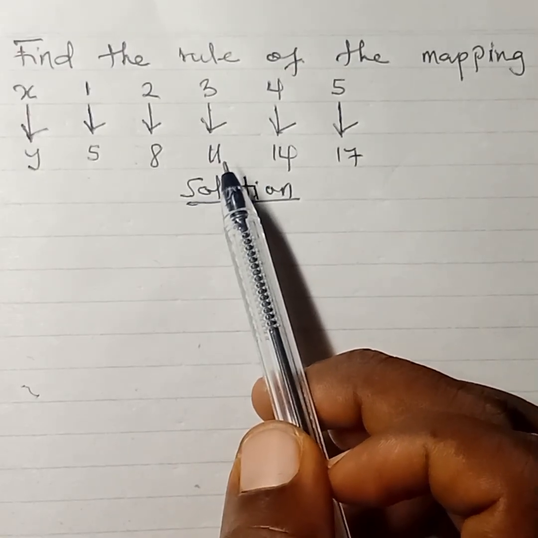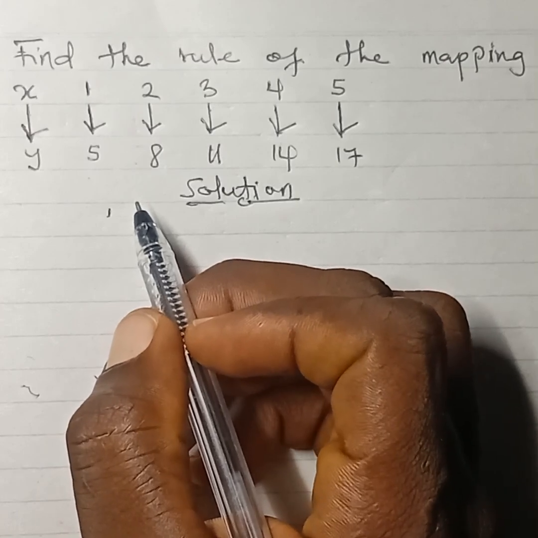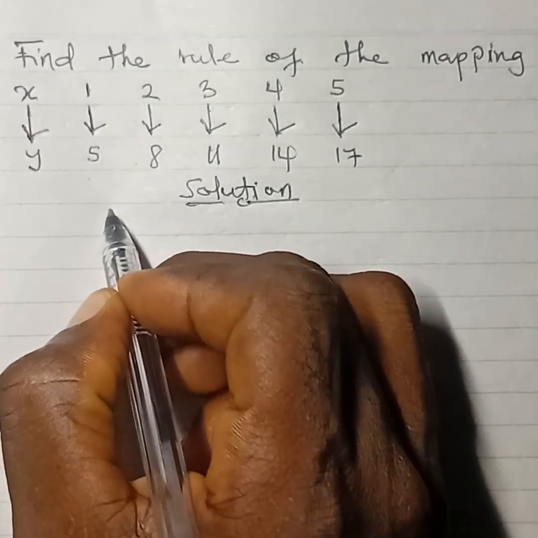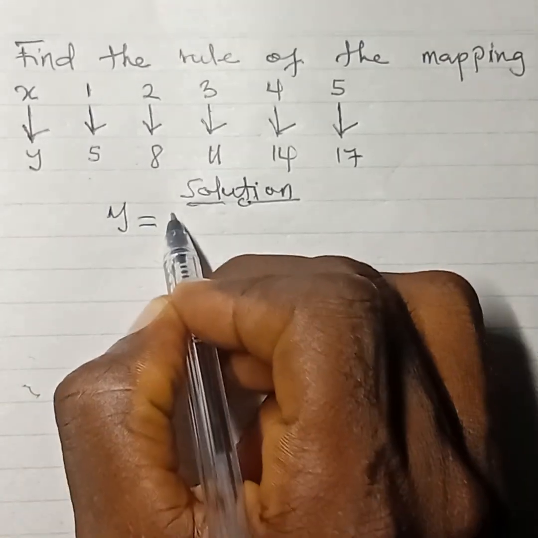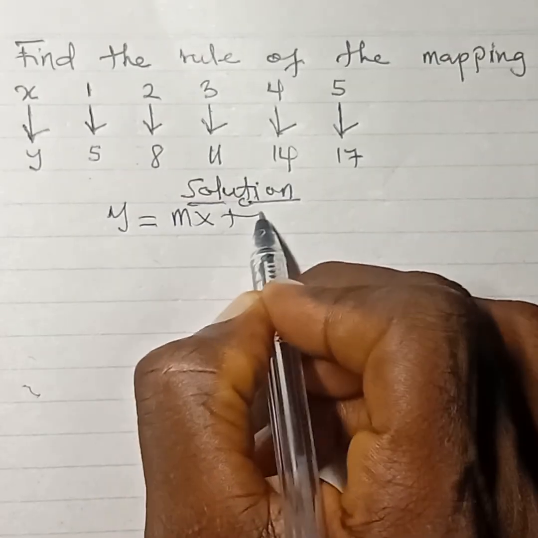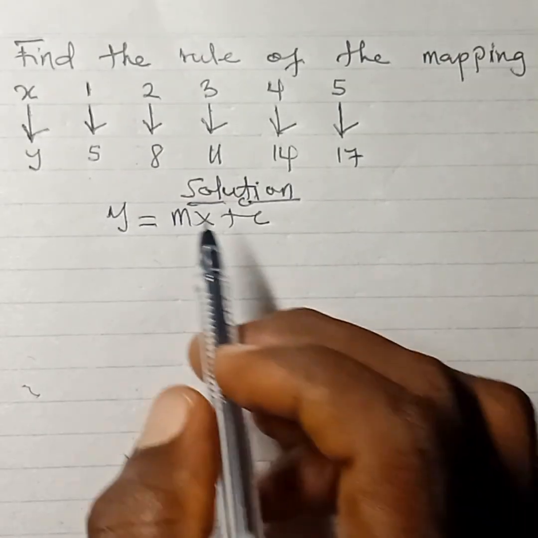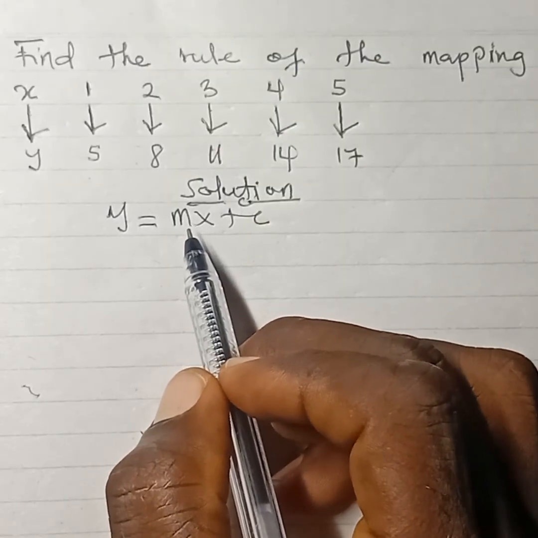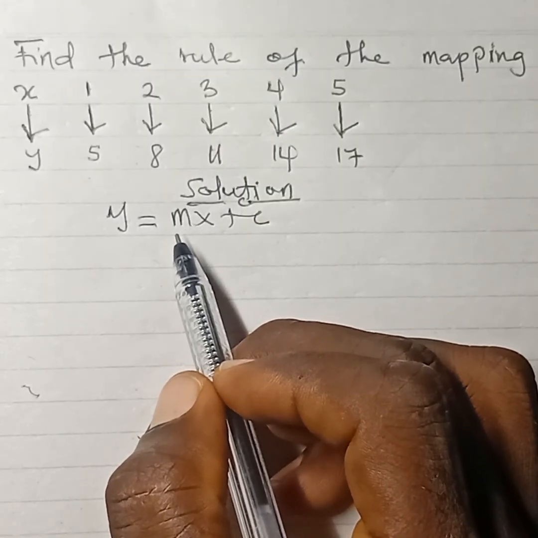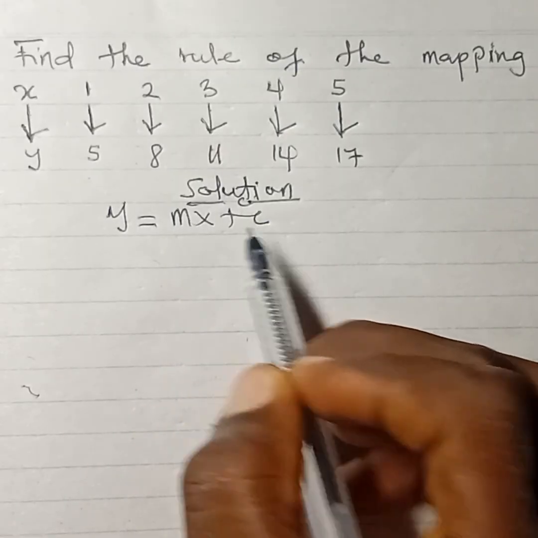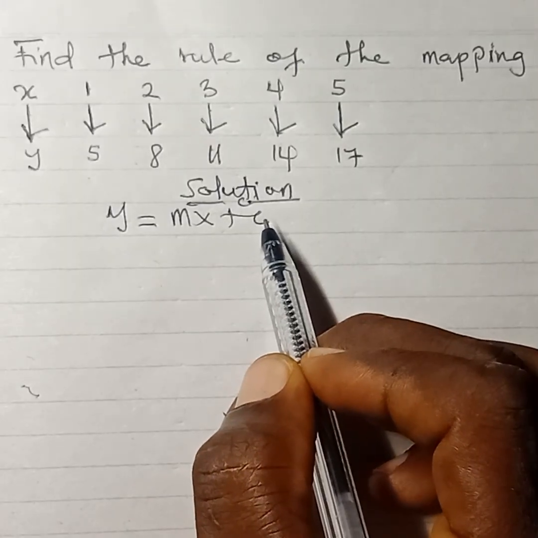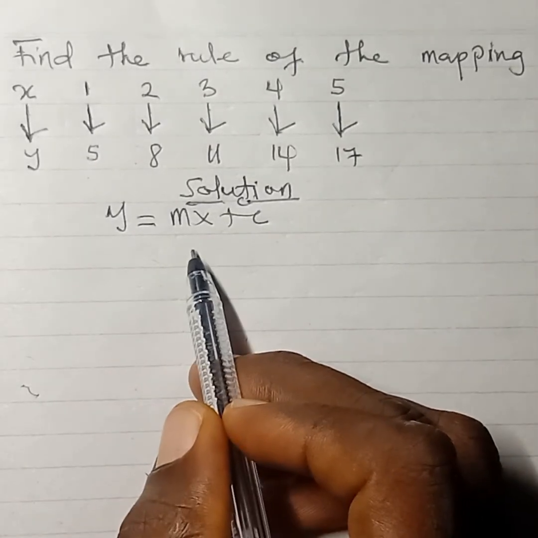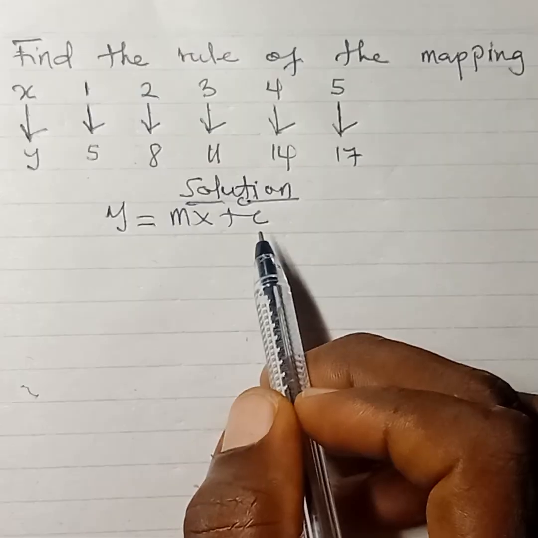A linear mapping. And the formula for finding the rule for a linear mapping is y is equal to mx plus c, where m is equal to the slope or the gradient. This c here means a constant number, right? y is equal to mx plus c.